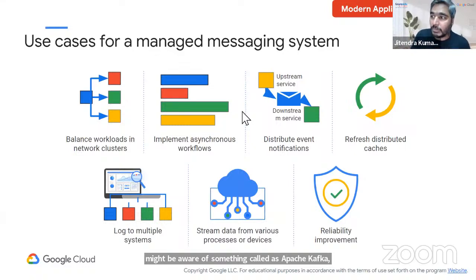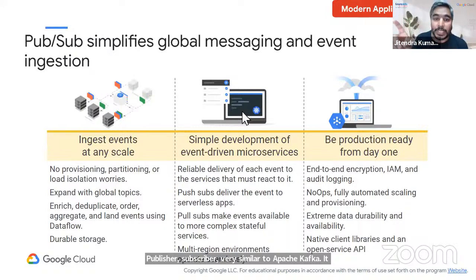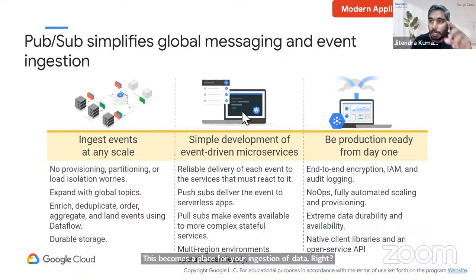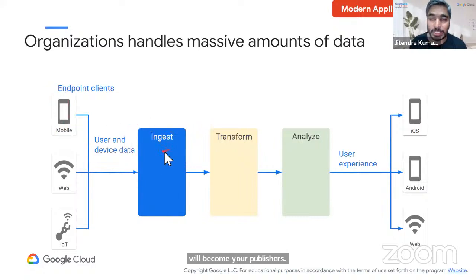Right? It gives us some of these capabilities. Very similar to Apache Kafka, what Google gives us is Pub/Sub, publisher subscriber. It is for asynchronous communication. This becomes a place for your ingestion of data. Right? So all your disparate services, now going back to this slide, your mobile, your web app, your IoT, these all will become your publishers. And this ingest blue box that you see here, this will become your Pub/Sub.